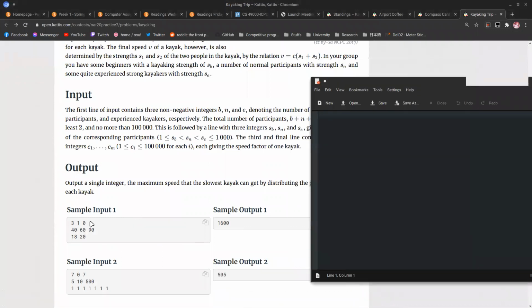So you have a lot of kayakers. They can be categorized into three types: strong, middle, and weak. You know how many kayakers are in each type, and you want to divide all of these kayakers into pairs, and then put each pair into a kayak, and row all the kayaks home, basically. For each category, you know the amount and the strength that each kayaker in that category has.